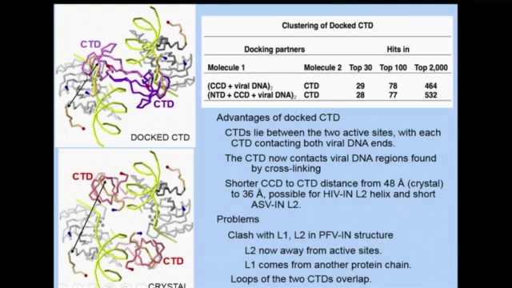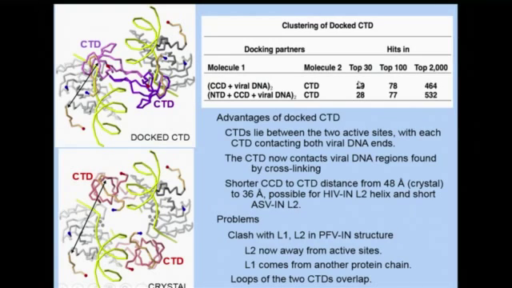One thing that happens is the C-terminal domain is now closer to the catalytic domain, so the distance span decreases. The other thing that happens is the C-terminal domain in this position now contacts parts of the viral DNA that were found by cross-linking studies. So the amazing thing about this is how strong a hit this is.